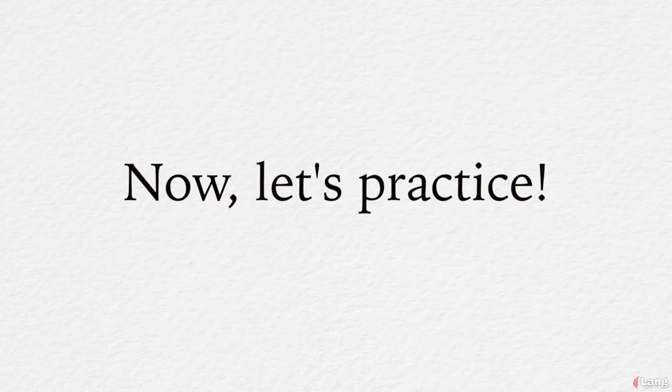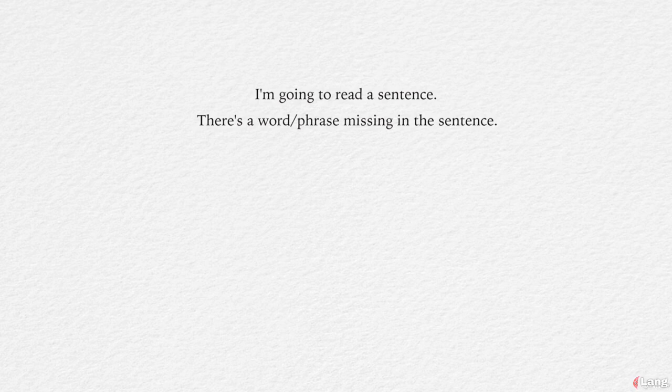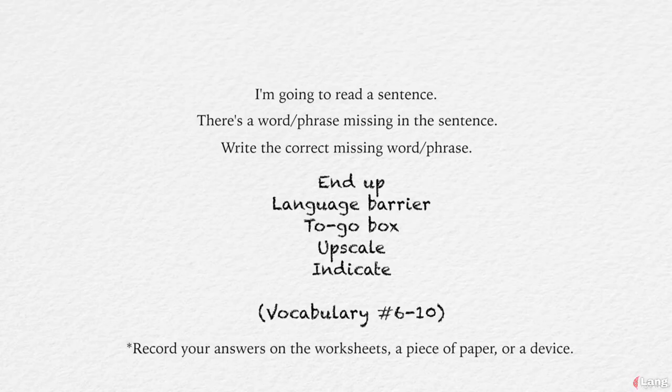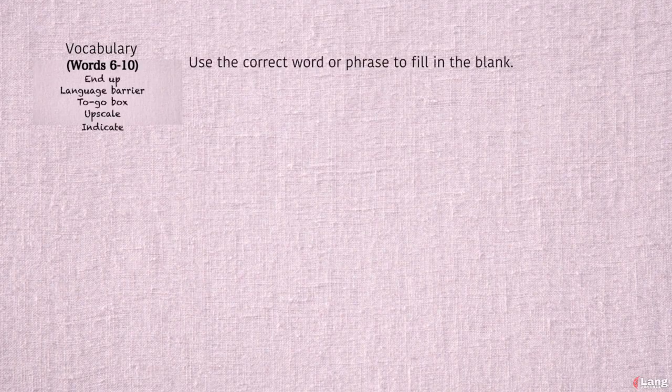Now let's practice using the vocabulary we talked about earlier. I'm going to read a sentence. There's a word missing in the sentence. Write the correct missing word using the vocabulary words from earlier. To record your answers, use the worksheets, a piece of paper, or a device. Feel free to use the vocabulary list provided for you. And of course, pause the video if you need to. Using the vocabulary words, numbers 6 through 10, use the correct word or phrase to fill in the blank.